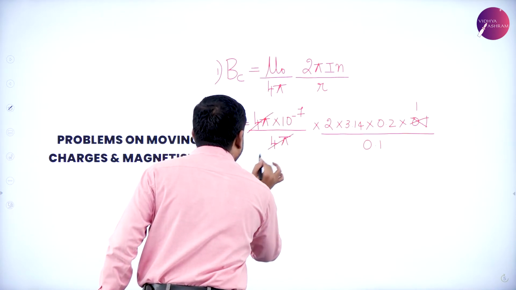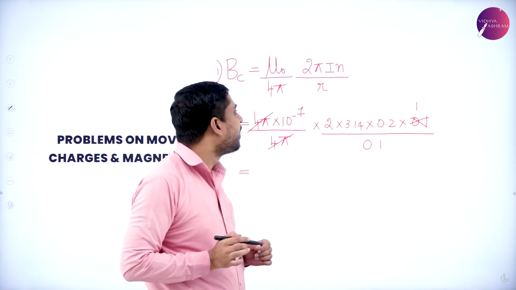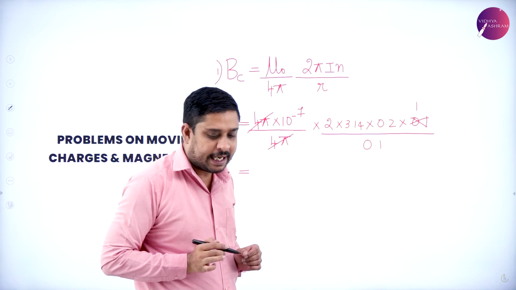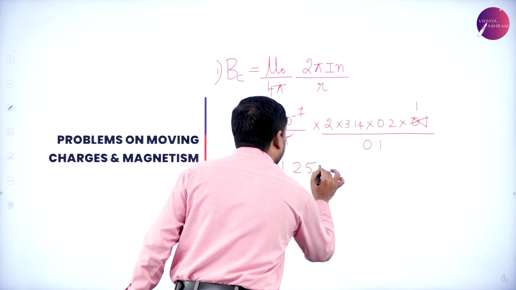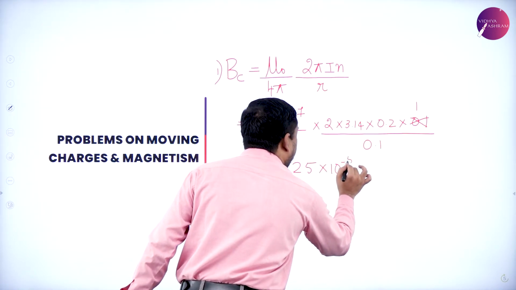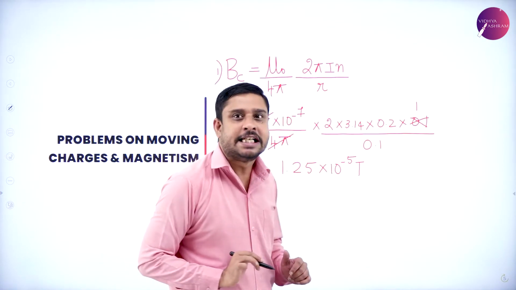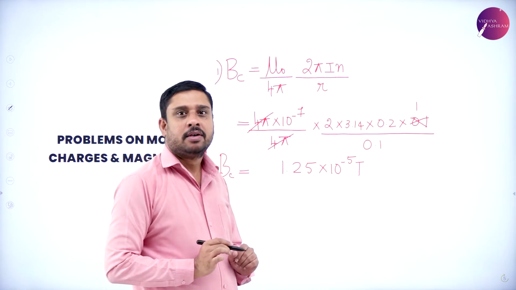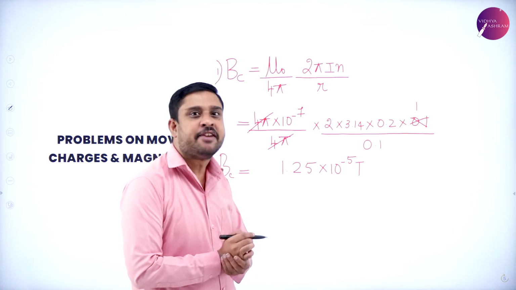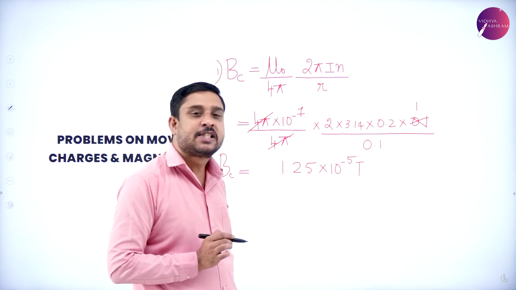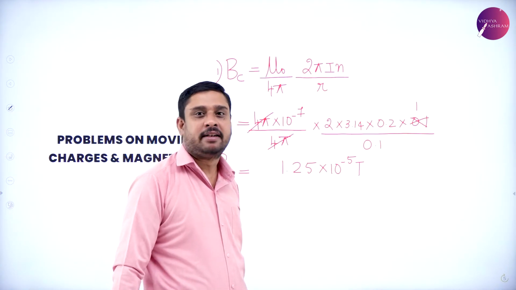Now this 4 pi and 4 pi gets cancelled. This is a simple simplification done using a calculator. So this turns out to be 1.25 into 10 power minus 5 Tesla. SI unit is very important. So magnetic field at the center is 1.25 into 10 power minus 5 Tesla. The problem is still not completed.